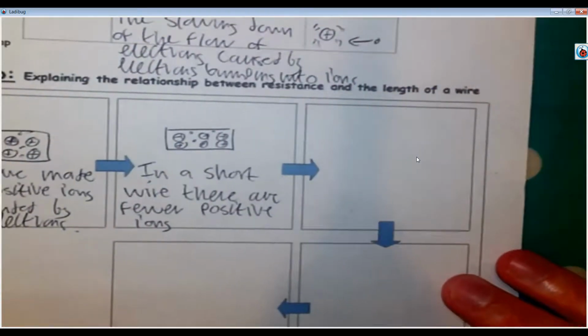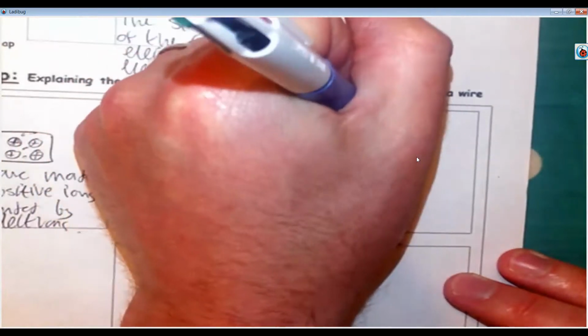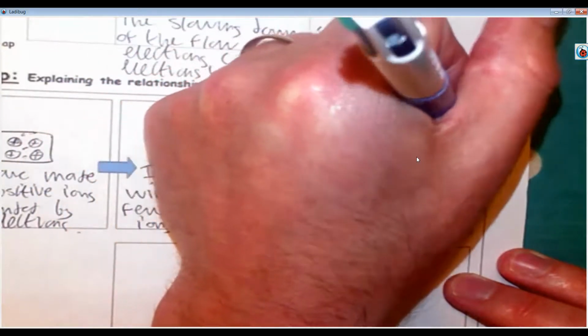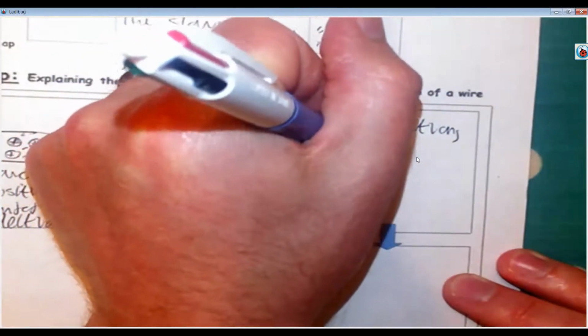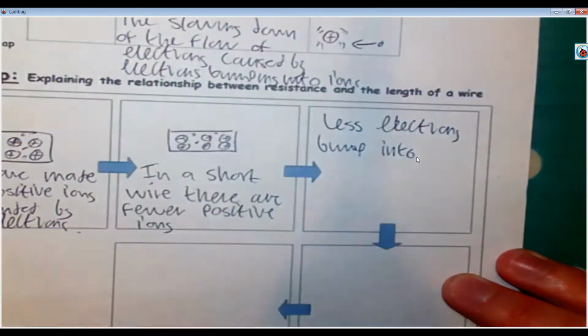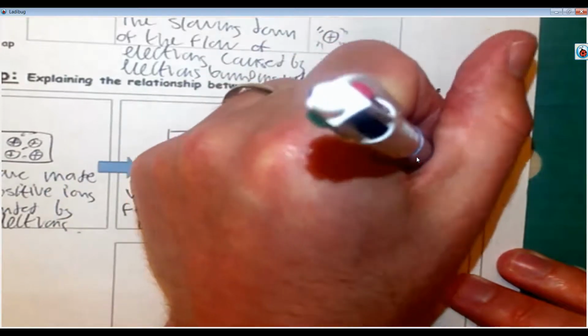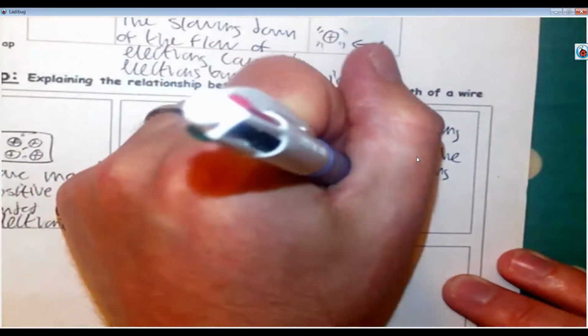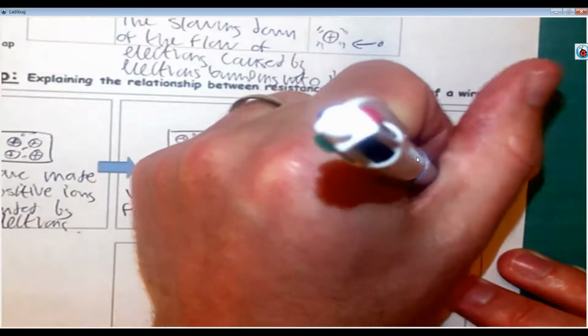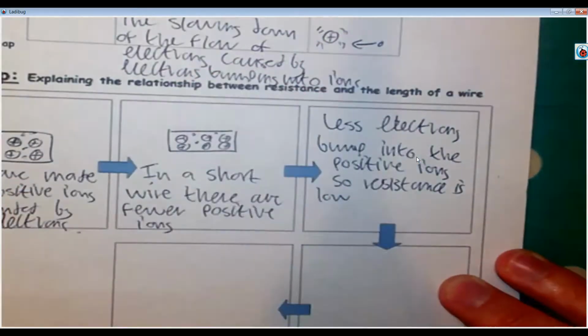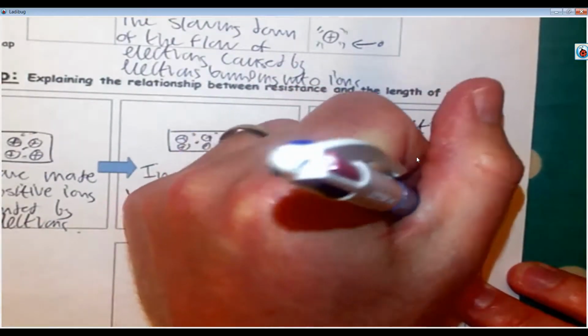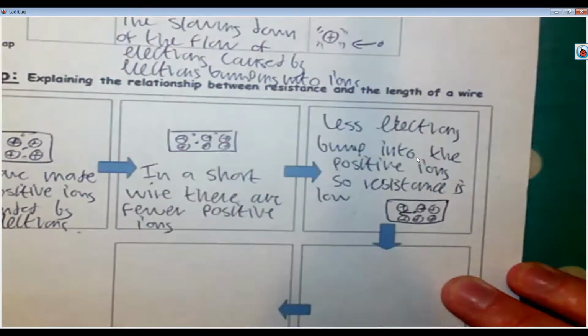So what does this mean in terms of resistance? Less electrons bump into positive ions, so resistance is low. And we can represent this short wire with our metal ions and our free electrons moving through.